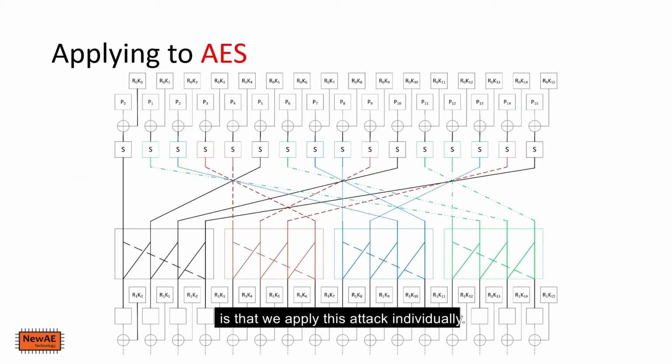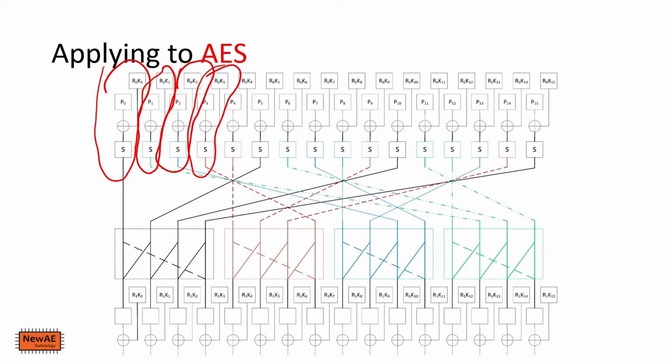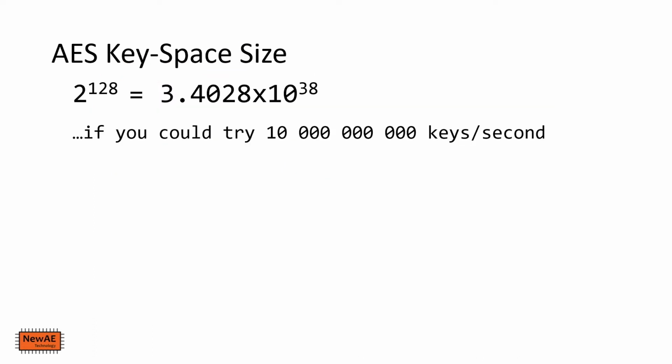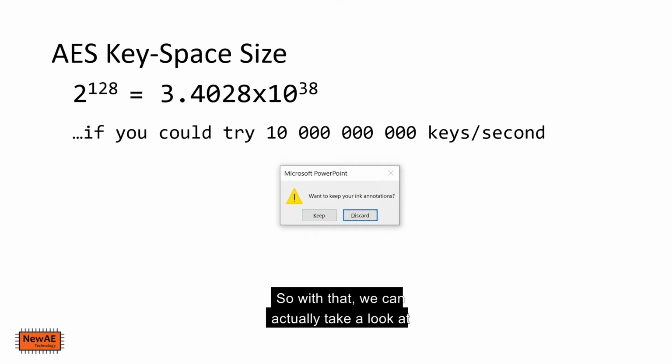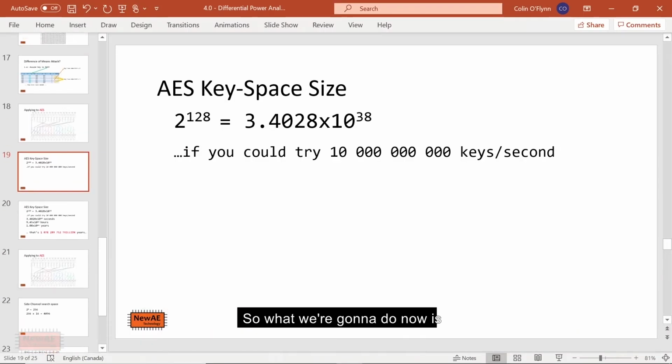The nice thing about this attack is that we apply it individually. So even if we're looking at AES 128, which we'll do in a moment here, it's applied a single byte at a time, as you can see here. So that's kind of the trick with this whole thing. With that, we can actually take a look at how you do this with the ChipWhisperer.